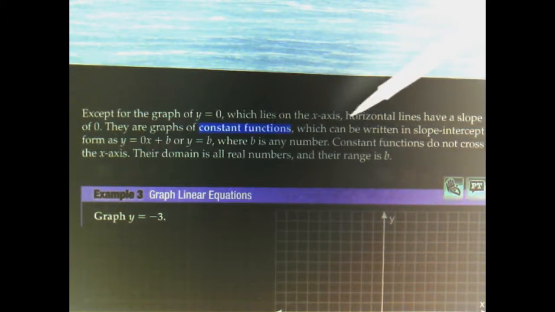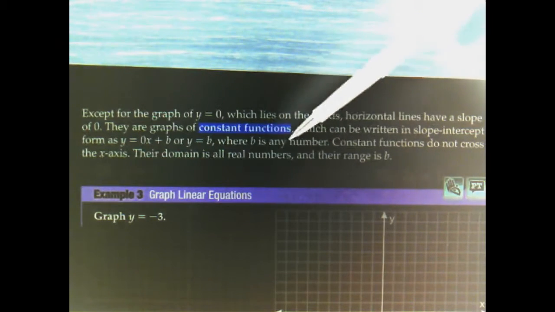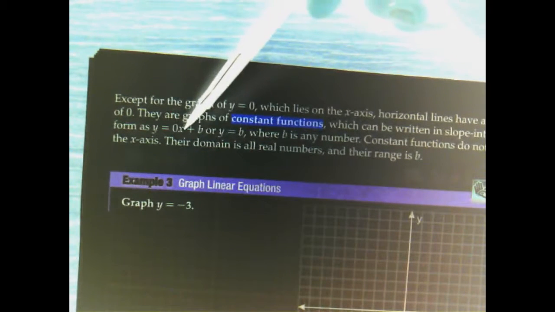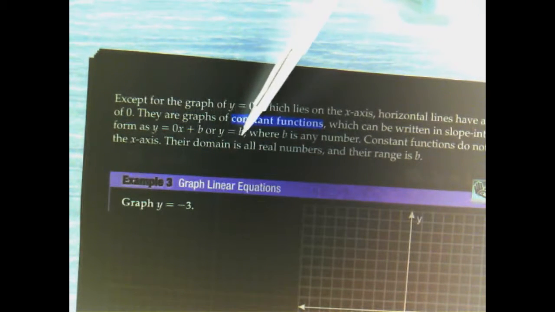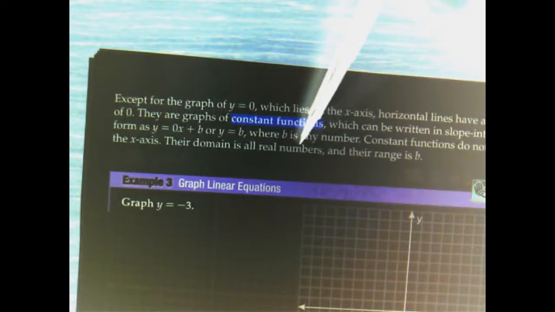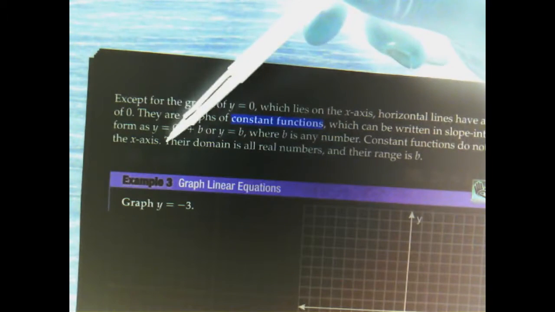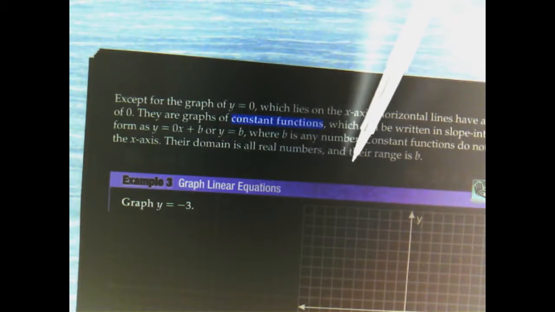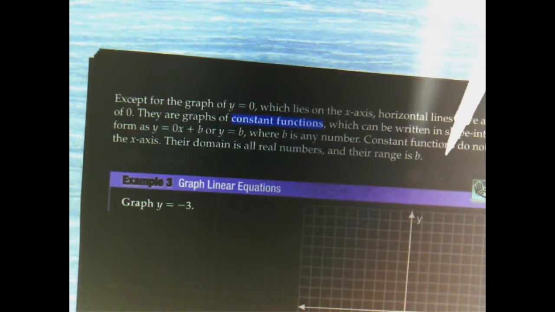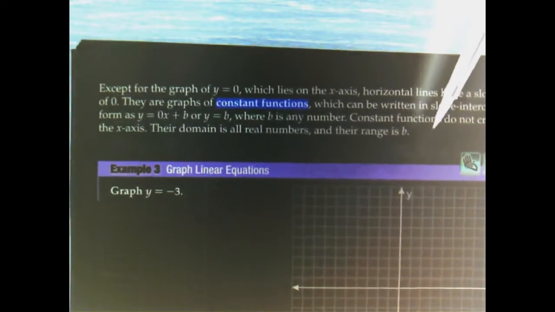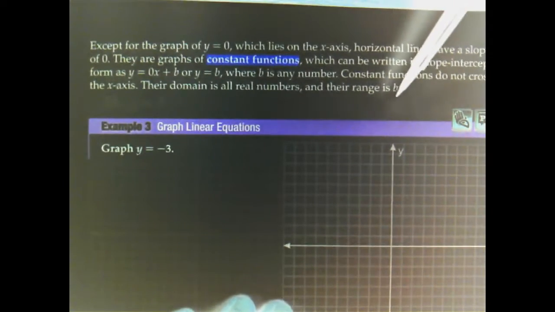This can be written in slope-intercept form as y equals 0x plus b, or y equals b, where b is any number. So the constant functions do not cross the x-axis. Their domain is all real numbers, and their range is b. It's always b. No matter what you plug in for x, you always get b out.